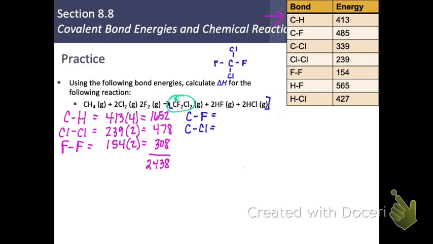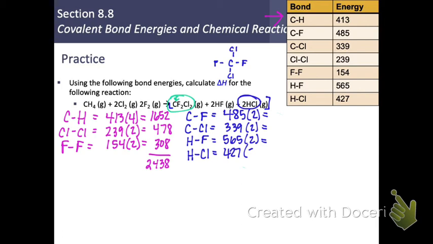All right, so then moving into our HF, what type of bond is that? It's just H-F, and we have 2 of them. Sorry, I didn't finish my values on the last one. This one was 485, and I had 2 of them. Chlorine to carbon bond was 339, and I had 2 of them. Hydrogen to fluorine bond is 565, and I had 2 of them. And then what's the last type of bond we have here? H to Cl, which is 427, and I have 2 of them.